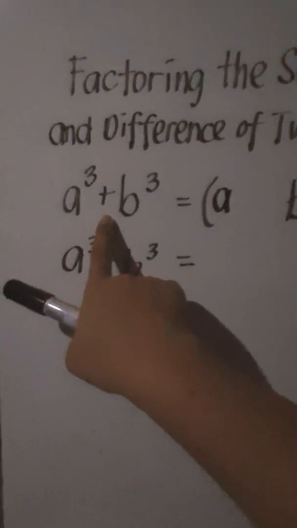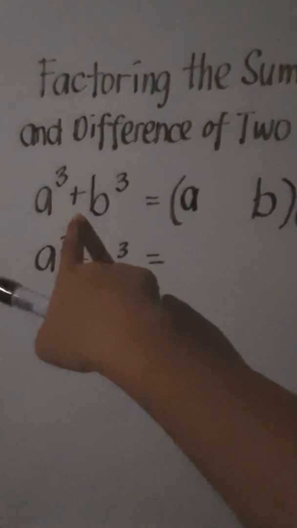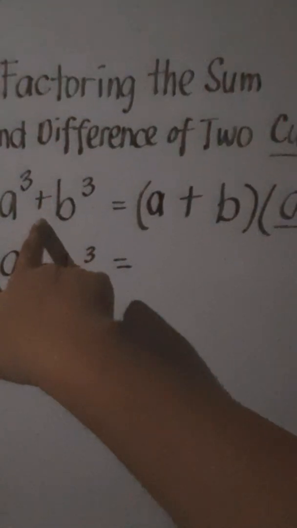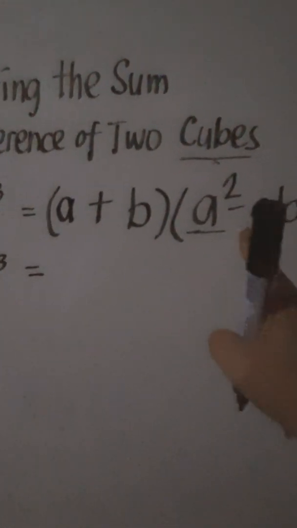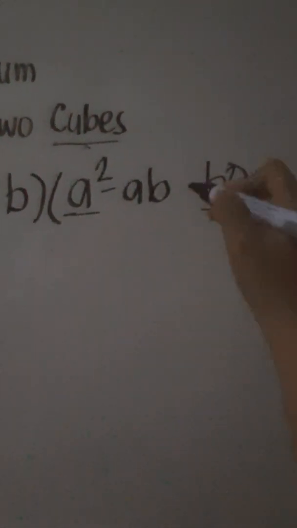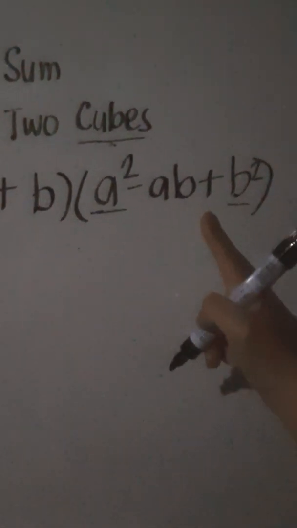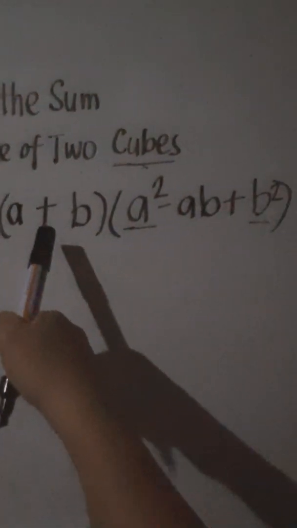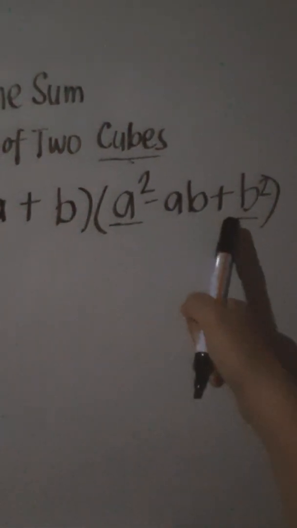Since we are dealing with the sum of the cubes, we will copy the sign positive, and then we will use negative para sa middle term and positive again for the last term. So, if it is positive, the pattern is plus, minus, plus.